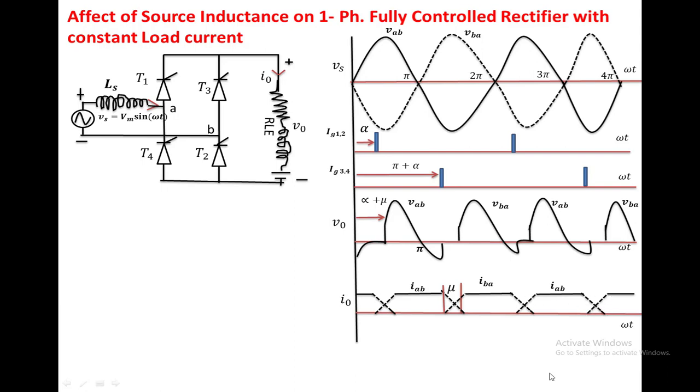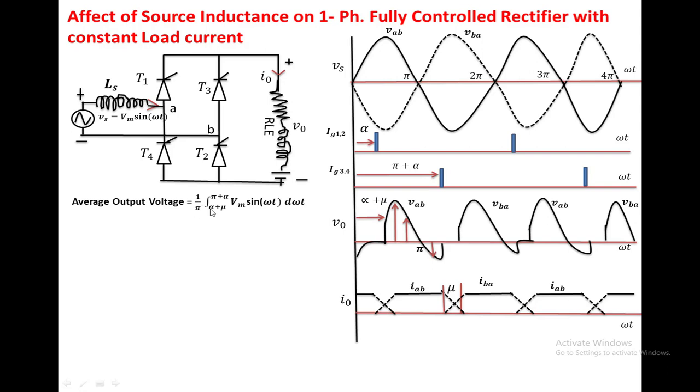Now we want to find out the average output voltage. To find the average output voltage, I have to find the repeated waveform, from alpha plus mu to pi plus alpha. What is the waveform there? The same waveform will be repeating. So the base length becomes pi.